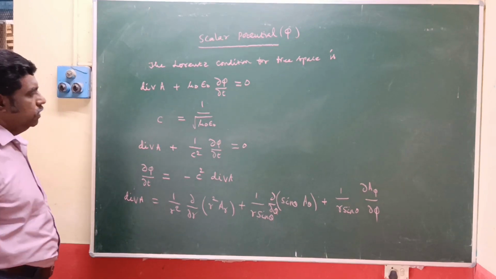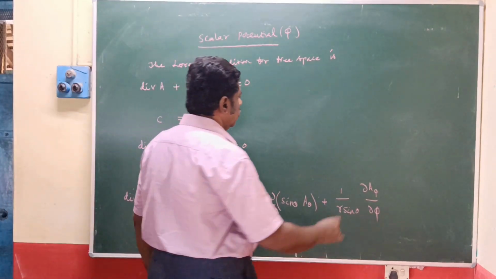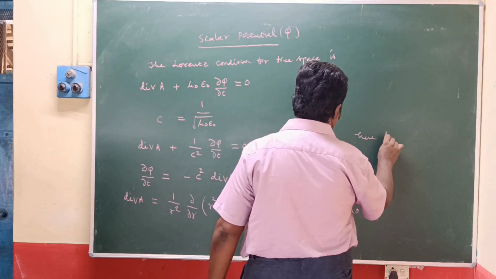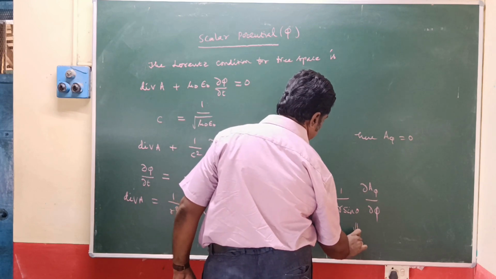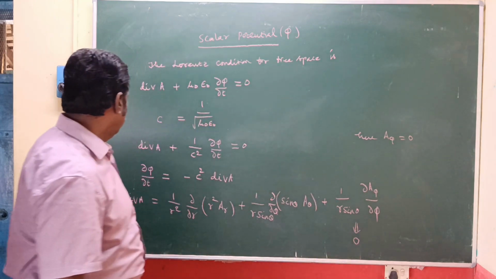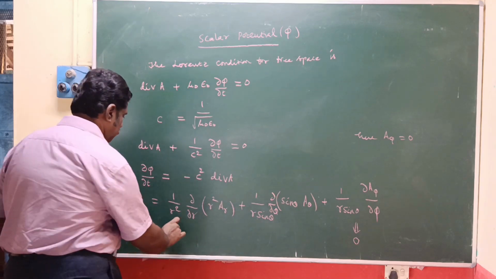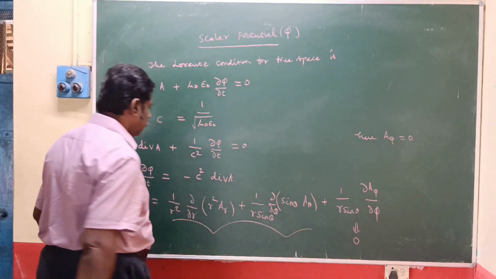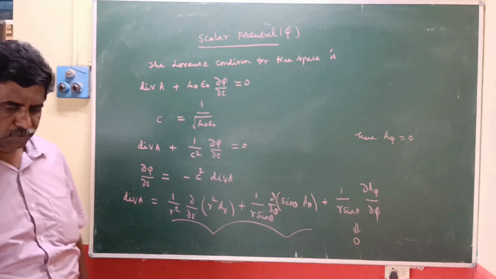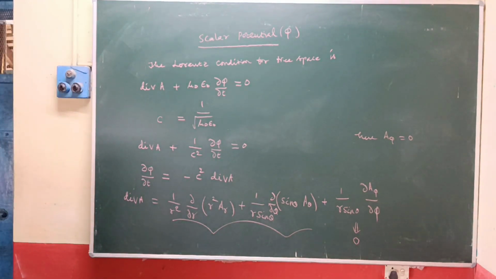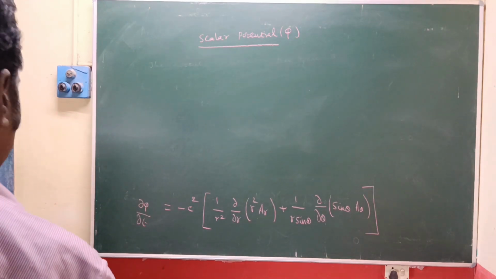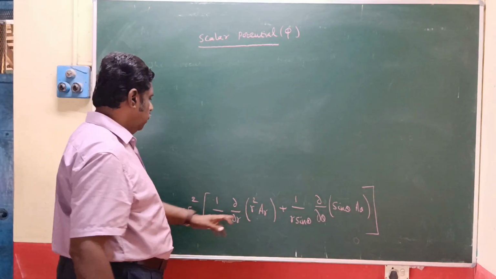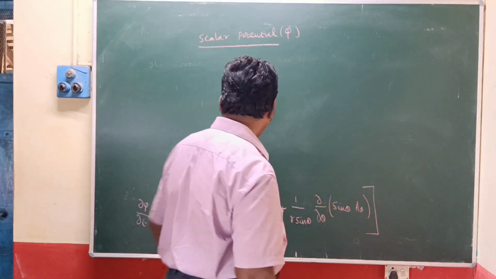But in the present case, the value of A_phi is equal to 0. Therefore the last term vanishes. Instead of div A, we have to use only these two terms. This is the new equation we have arrived at. In this equation, we have to substitute the values of A_r and A_theta.